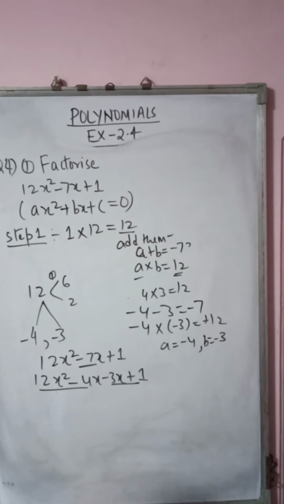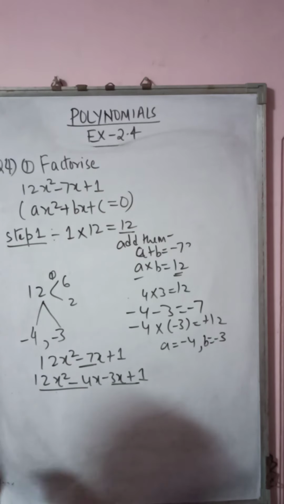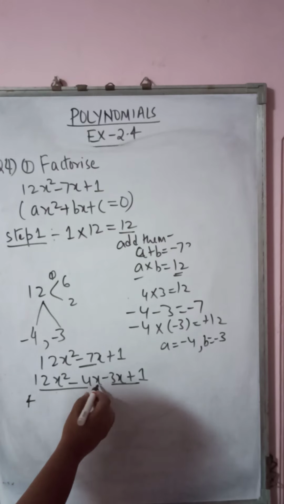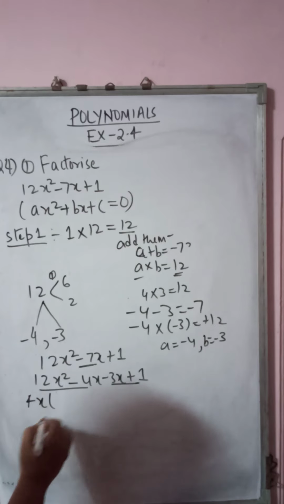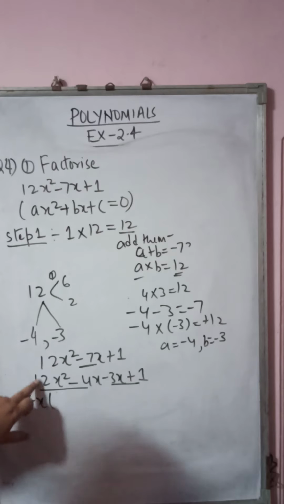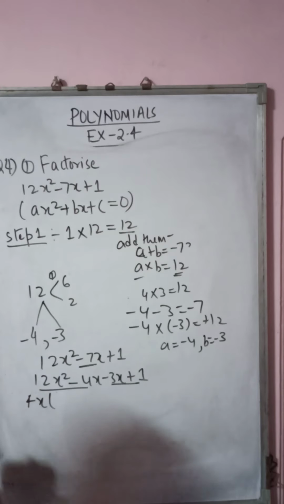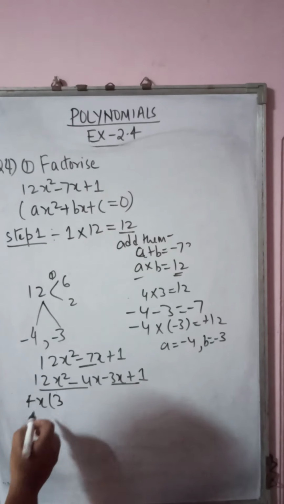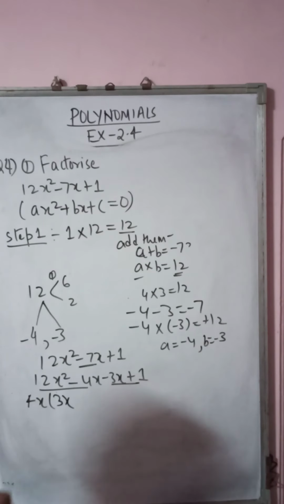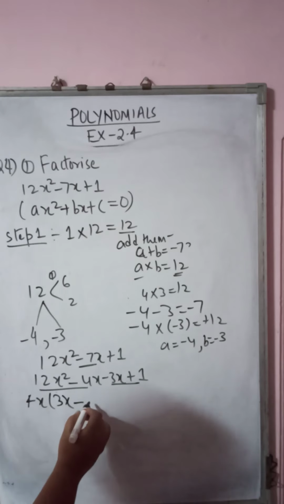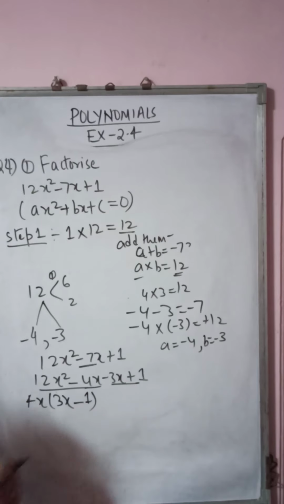Among 12x square minus 4x, what is the most common term which is present in both? First of all, number we'll see. 4 is common. And then among x square and x, what is most common? x. So 4x I have taken out. Now we'll compare individually. From this term we have taken 4 common. So 4 how many times will you get 12? 4 3s are 12. And x, how many times will you get x square? x times. x into x, x square. Now minus 4x should be multiplied by which number so that you get minus 4x? 1. Now bracket close. So this term is done.